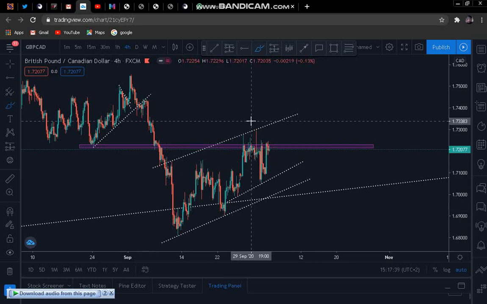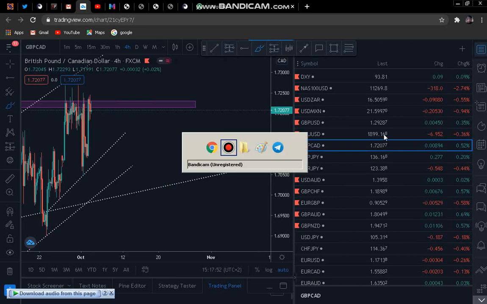So it's just a repetition of these patterns and these channels, and we need to take advantage of them. So that's what we're looking at when it comes to GBP CAD. Basically for the rest of the GBP pairs, I'm just going to show you what the charts look like, but it's still the same expectation with the selling opportunity.